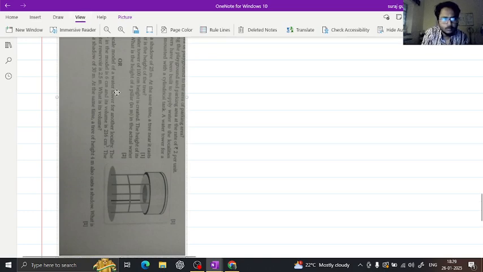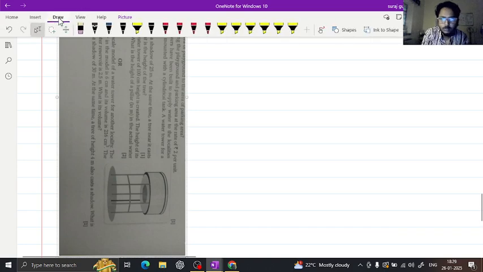Now you can rotate it and solve the problem and send the solution. That's it.